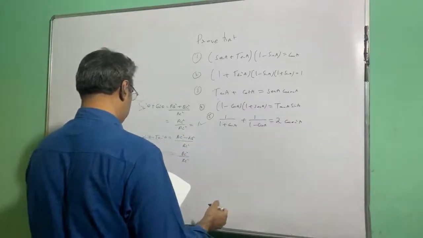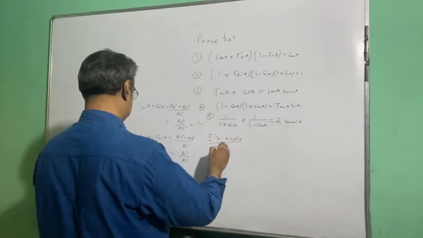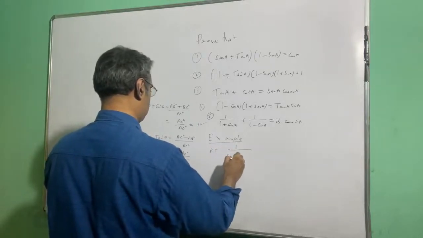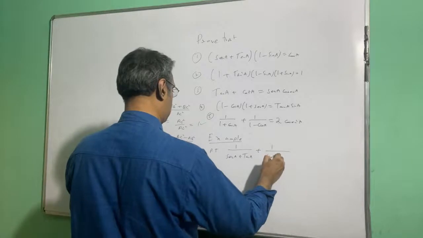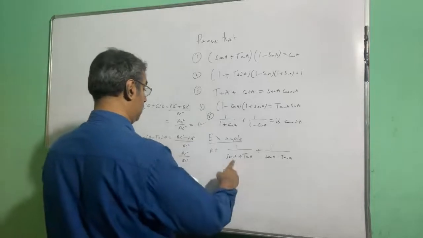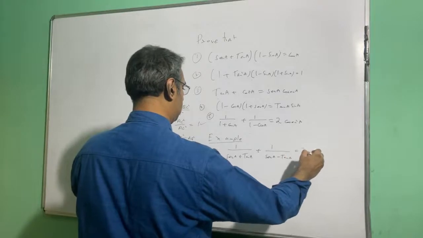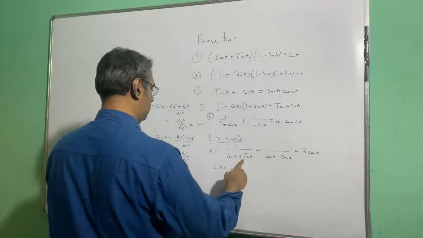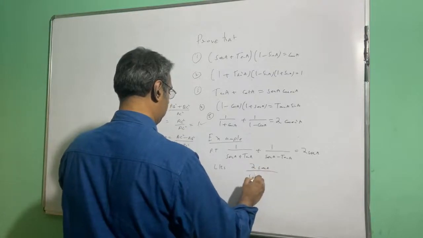So I'll just give you one example. Prove that 1 by sec A plus tan A plus 1 by sec A minus tan A is equal to 2 sec A. Prove that this plus this is equal to 2 sec A. So how do you do this sum? You start by saying LHS, then you add both of them. So numerator will be 2 sec A.